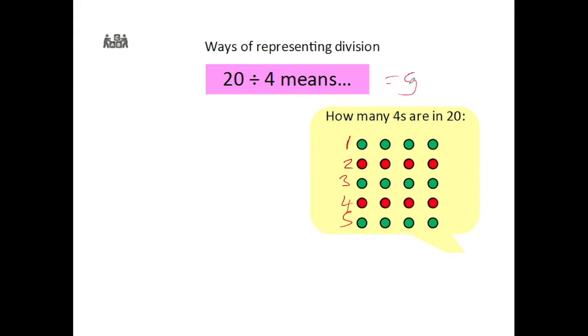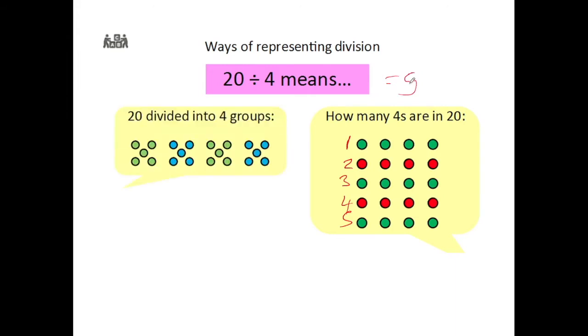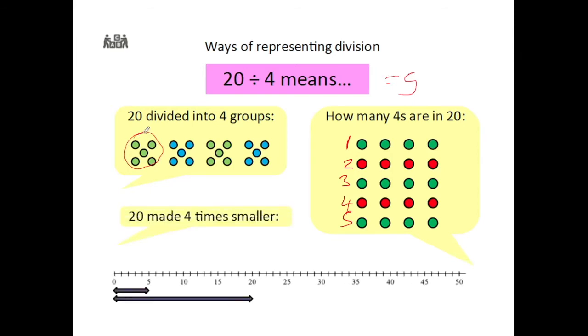Another way of looking at it is by dividing 20 into 4 groups. So if we divide 20 into 4 groups, we can see that they're groups of 5. So once again, the answer would be 5. Another thing is by making 20 4 times smaller. So we can see the answer is 5, and it's 4 times smaller than the actual start point, which is 20. In this presentation, we're predominantly going to be dealing with this method on the right hand side.